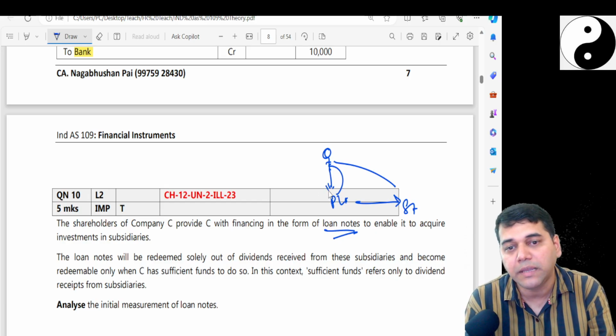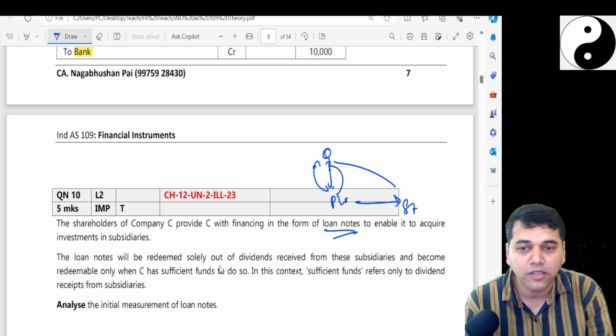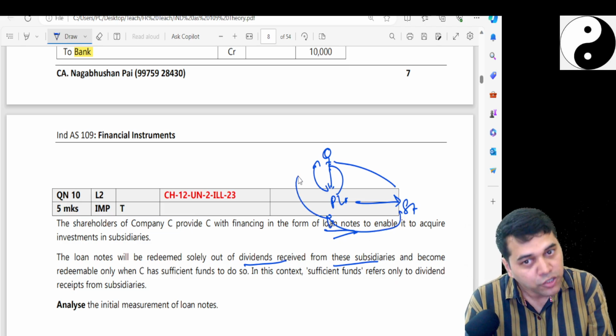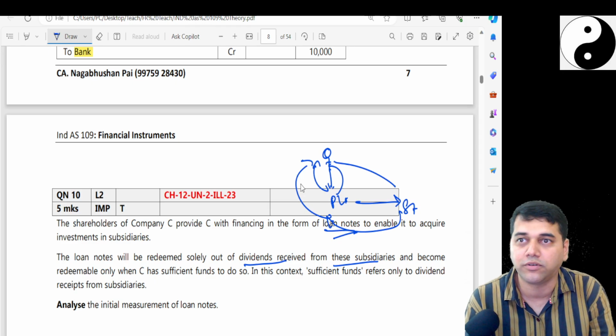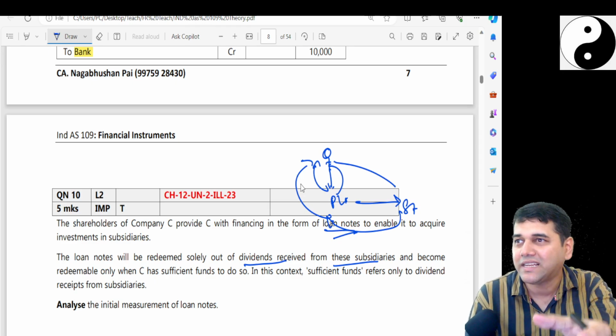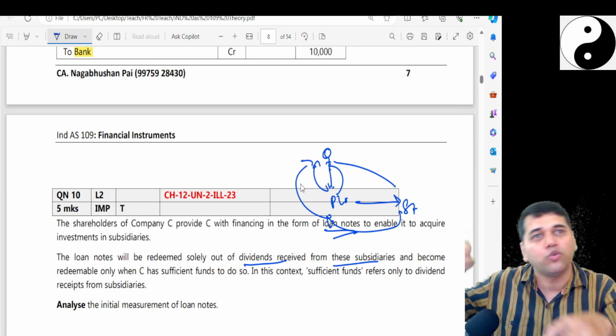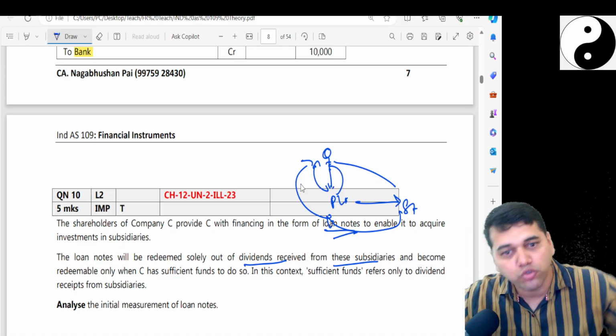Now how will you repay this loan? They say that the loan will be redeemed solely out of dividend received from these subsidiaries. When the subsidiary pays you dividend, use that to repay this loan. The objective is very clear. You wanted to acquire and hold the subsidiary. You didn't want to hold it directly by investing. You routed it through P.